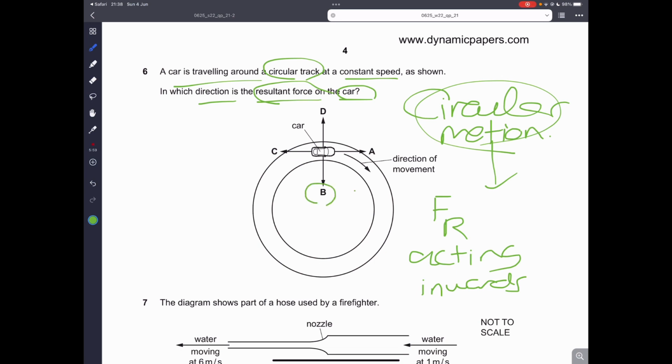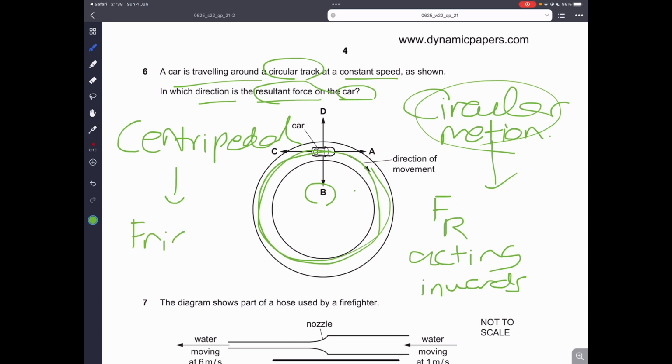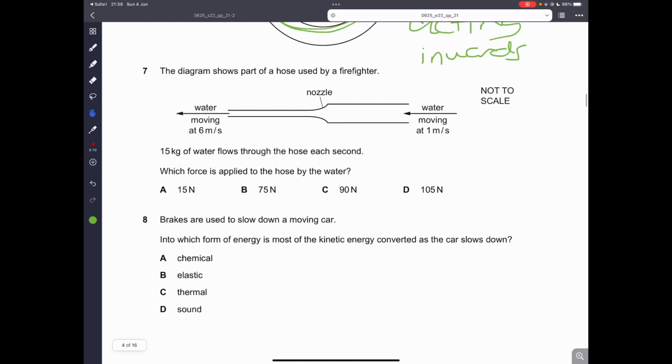And therefore it's going to be P, and the force that is acting on the car is actually called the centripetal force. In this case, the friction between the car wheels and the road surface is providing the centripetal force, and therefore B is the correct answer.